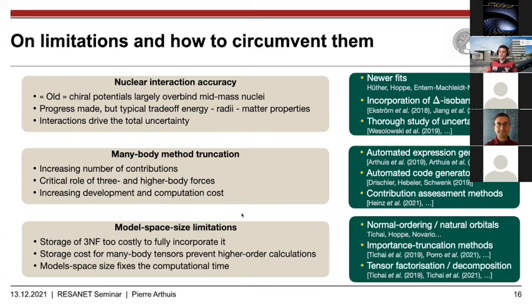And in terms of the model space size, people are trying different things: a better normal ordering method, the use of natural orbitals that improve your convergence with respect to model space size, and importance truncation methods that allow you to reduce the number of matrix elements that you have to take into account. And another thing that I want to focus on, a direction that has been opened by Alexander Tichai, a member of my group at Technische Universität Darmstadt, is tensor factorization / decomposition.